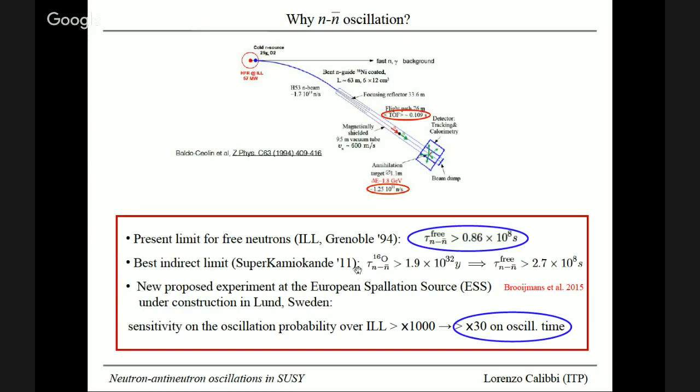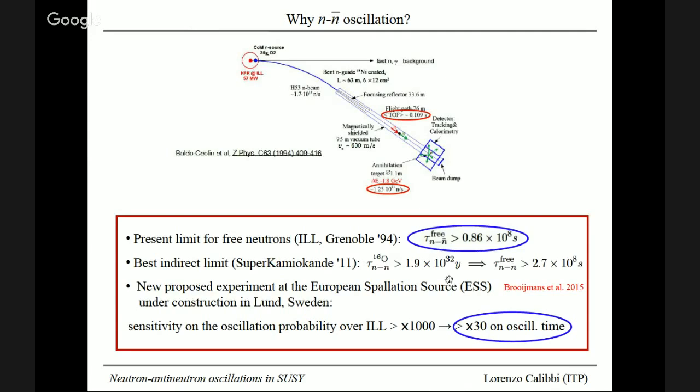based on the fact that, as you know, they have a big tank with a lot of water, so this means a lot of oxygen, so they can set a constraint on the oscillation of a neutron bound within an oxygen nucleus.